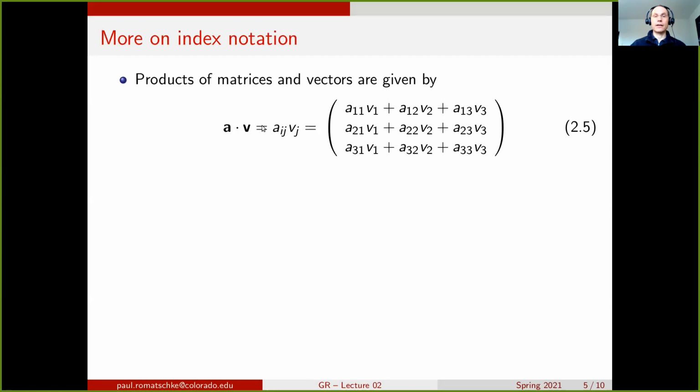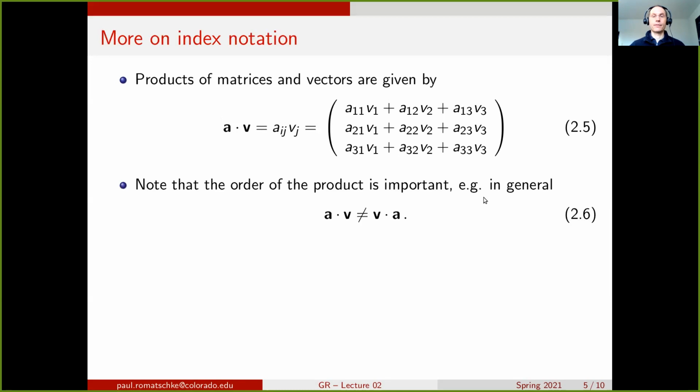So basically we can write products of matrices and vectors simply by having the same index appear twice in our formulation here. Note that the order of the product is in general important. So if the matrix A is not a symmetric matrix, then clearly the result of performing a vector product from the right is not the same as performing a vector product from the left.